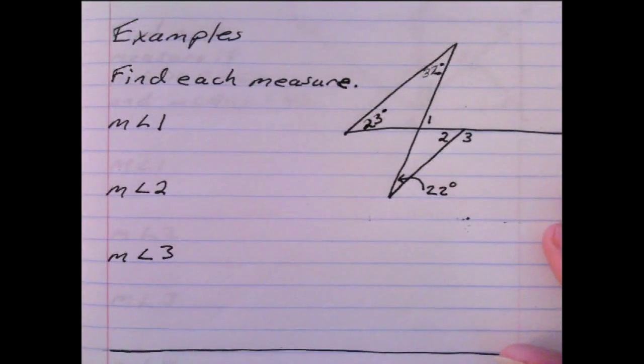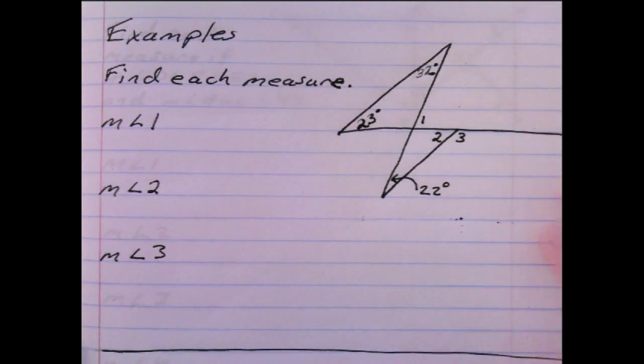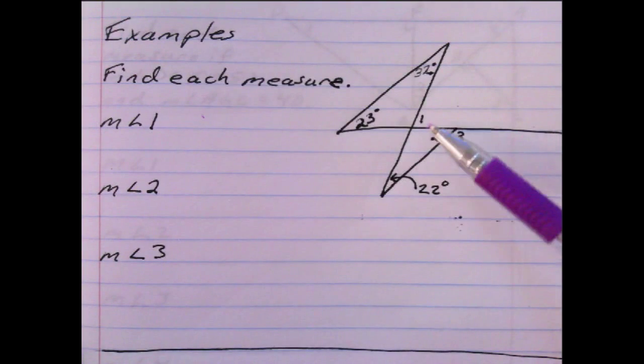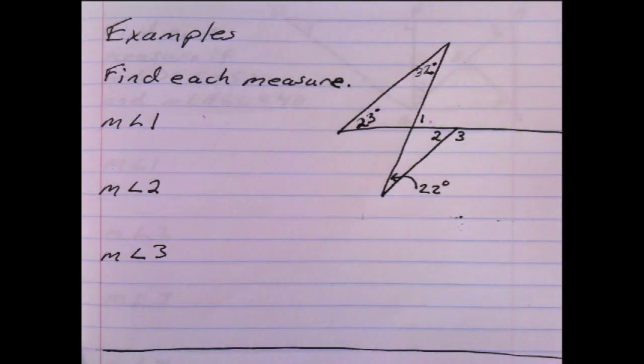Here's our first example. So we have this nice picture over here. You can go ahead and write that picture down. We're going to use it for three different angles. We're going to be finding the measure of each of those angles. So we look here, we're going to be doing angle 1, angle 2, and angle 3. So let's just start with the measure of angle 1.